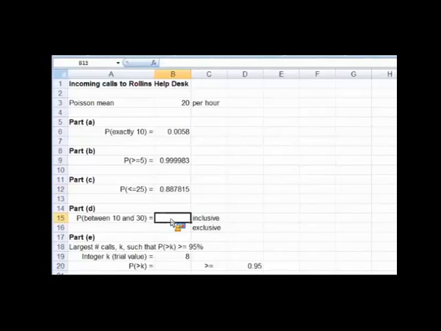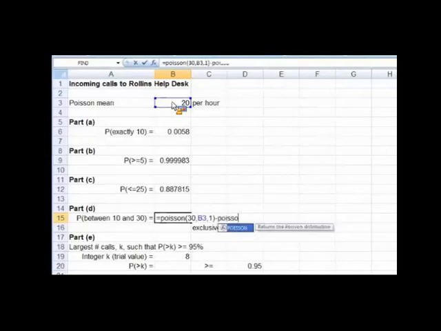So we're going to connect two different Poisson formulas here. Equals Poisson of 30, lambda 1. Not done yet, but this piece gives me everything 30 and below. So 30 all the way down to 0 calls per hour. But I don't need all of that. I want to subtract part of that. And I'm going to subtract from that the probability Poisson of what?